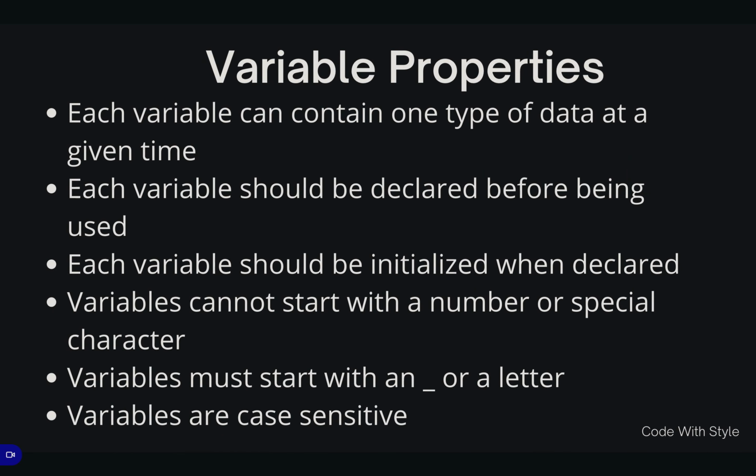Now the variable has some properties. So what are the properties of variables? Each variable can contain one type at a time. Don't worry, we'll discuss data types in the next video. Each variable should be declared before being used, and each variable should be initialized when declared. We'll discuss these in Visual Studio Code in a while.